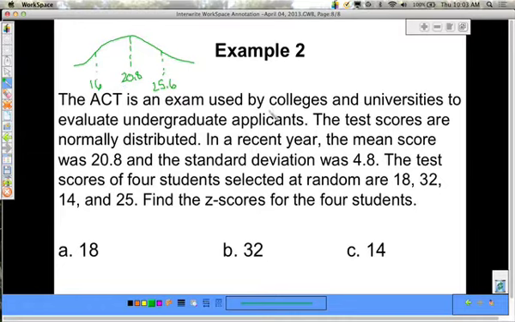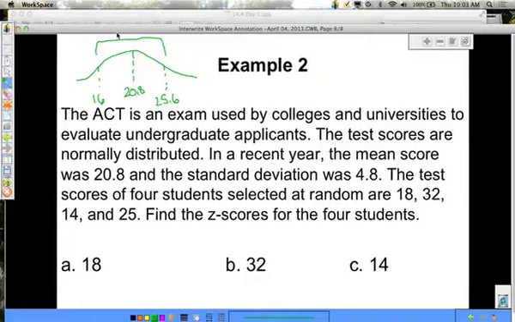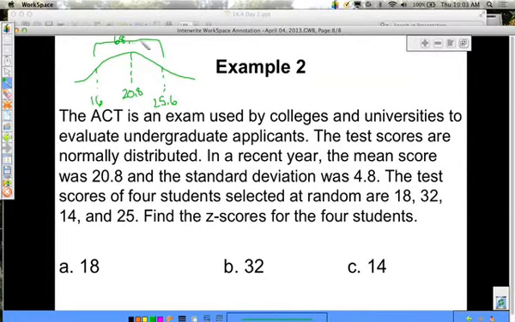So when you think about this, if you want to know where you fall on your test, 68.3% of people scored in between here. All right, so let's see what we need to do here. The test scores of 4 students, find the z-scores. I think we're only going to do the 3. So to calculate out our z-scores, we take our score minus the average divided by our standard deviation. So 18 minus 20.8 divided by 4.8.